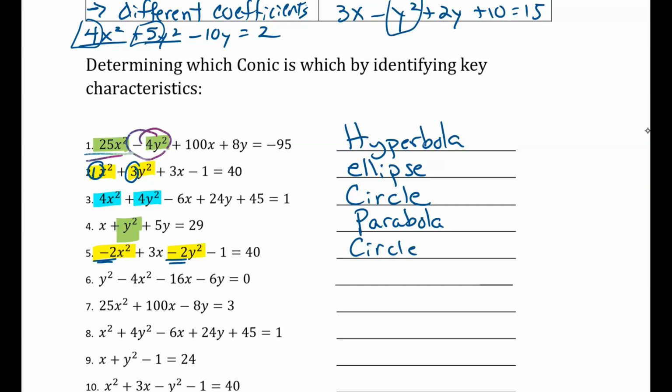All right, let's look at our next one. Number 6. Again, how many squared terms do we have? Well, we have 2. We have a y squared and we have a negative 4x squared. So again, that rules out a parabola, but it does leave us with the other ones. So I look carefully at the coefficients. Right away, they're different coefficients. One's positive, one's negative. Well, that lets me know I have a hyperbola.